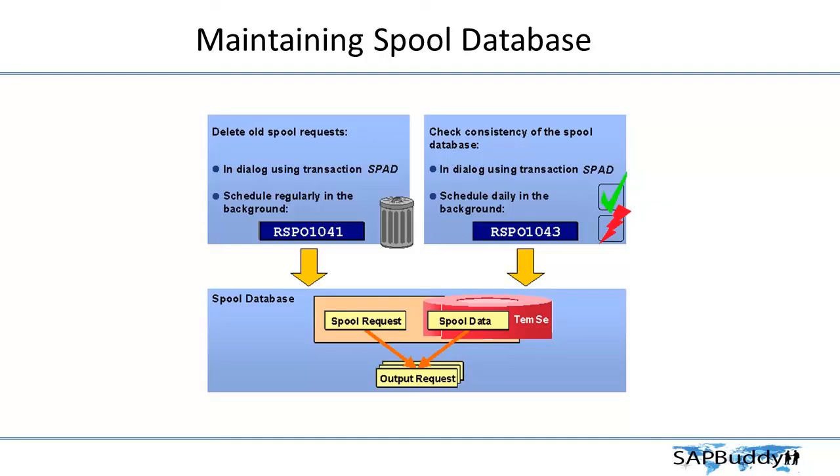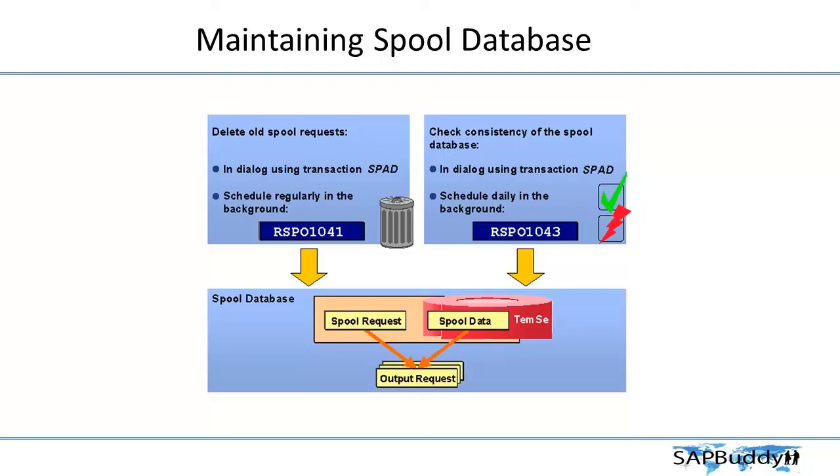So what this program will do is go and check all the spool requests on the spool data which is available in the TemSe, or in the output request, and it will be deleted based on the parameters we can define. We will see how to define these parameters. There are quite a lot of interesting parameters which we can define. Based on that, it will keep deleting. So it is very important that you periodically delete spool requests.